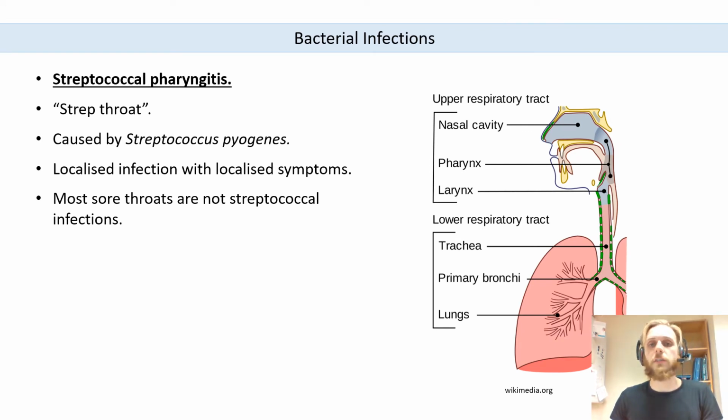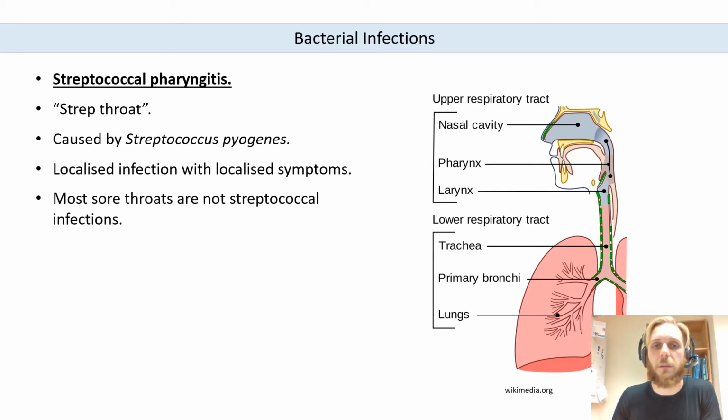Some other bacterial infections. So I wanted to mention streptococcal pharyngitis, which is strep throat essentially. It's a streptococcal infection of the respiratory tract, of the pharynx really. When we say itis, it means inflammation, and inflammation is a response by the immune system to infection. So meningitis means inflammation and infection of the meninges. Laryngitis, inflammation and infection of the larynx. Pharyngitis, inflammation and infection of the pharynx. And that's what we see in streptococcal pharyngitis.